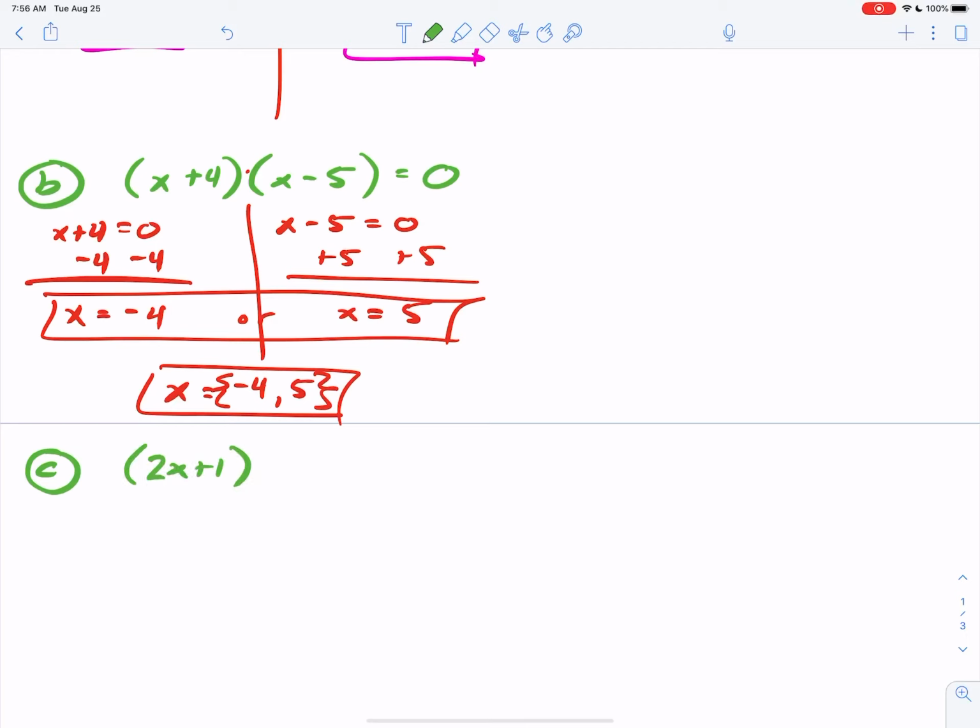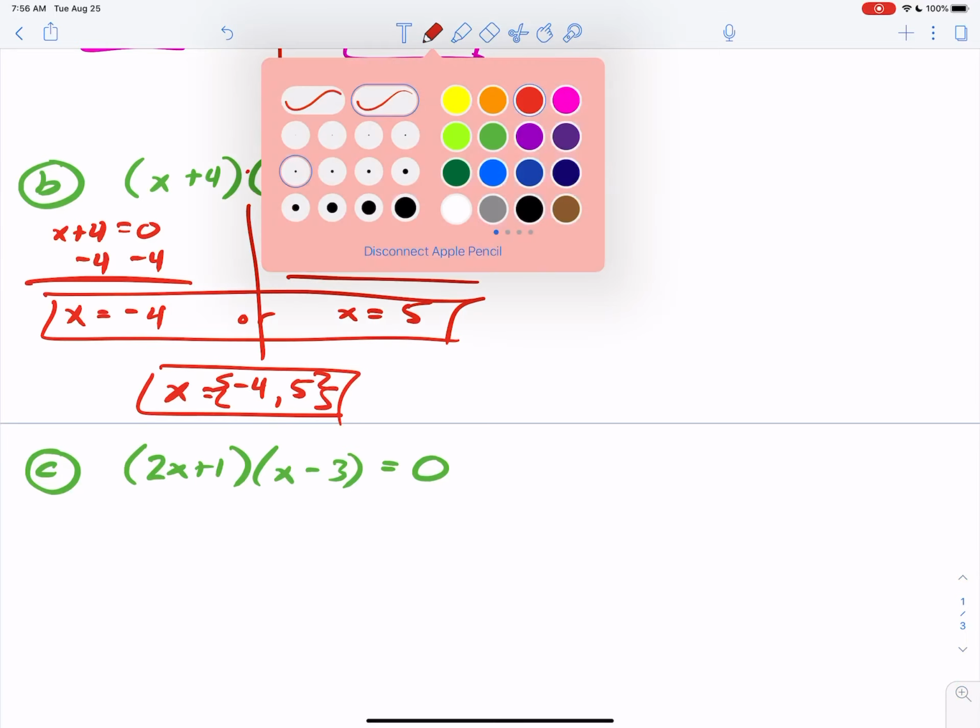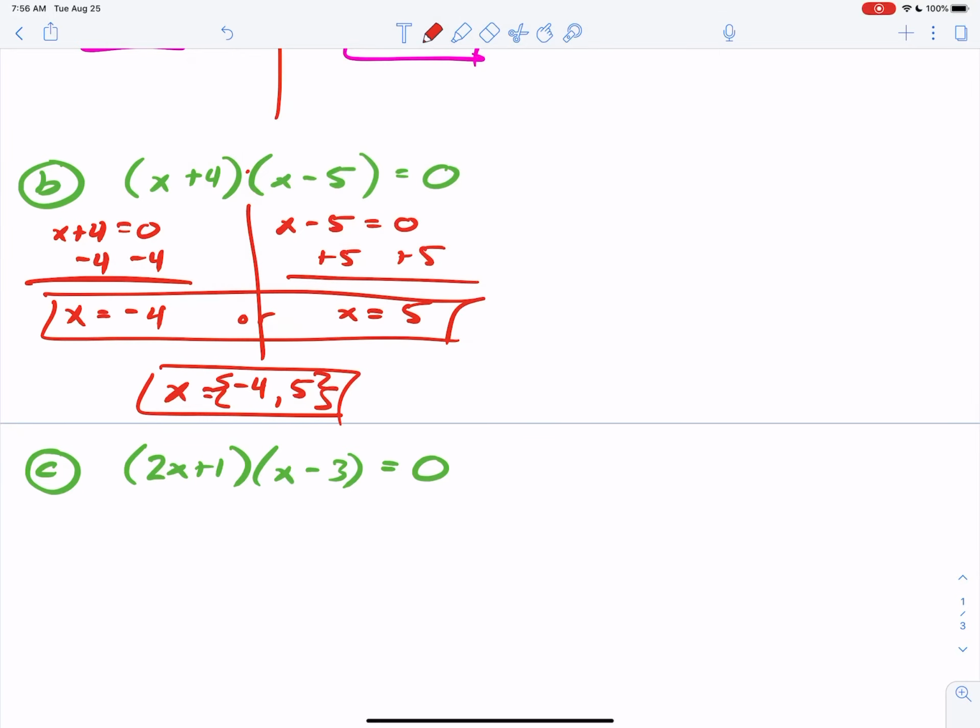The quantity 2x plus 1, x minus 3 equal to 0. Pause and play when you're ready. Okay, so here we have a product, two factors multiplied, equal to 0. So I could apply the zero product property. So that means either the first factor is equal to 0 or the second factor is equal to 0.